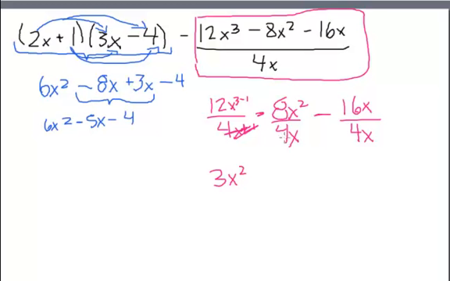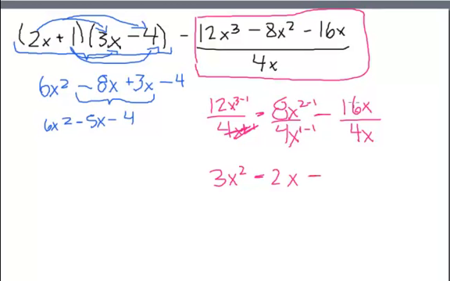Okay, so the next one here, let's do the numerical coefficients first. I have 8 divided by 4, which is 2. And don't forget that negative there. I have x to the 2 and x to the 1, and again I'm going to subtract the exponents. So 2 minus 1, that's just x to the 1, or just x.